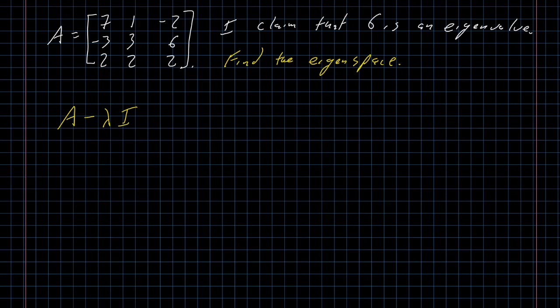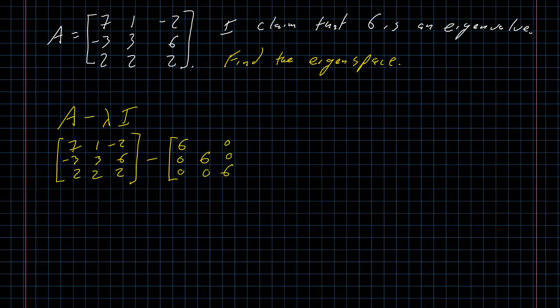As we saw in the previous problem, it's going to be convenient if we take A and subtract our eigenvalue lambda multiplied by the identity matrix. In this case, we are looking at 7, 1, negative 2, negative 3, 3, 6, 2, 2, 2, minus. And multiplying the identity matrix by a constant is pretty easy. 1 times anything is that thing. 0 times anything is 0. So we get a couple of 6s and a whole bunch of 0s when we do that. And then performing the subtraction.